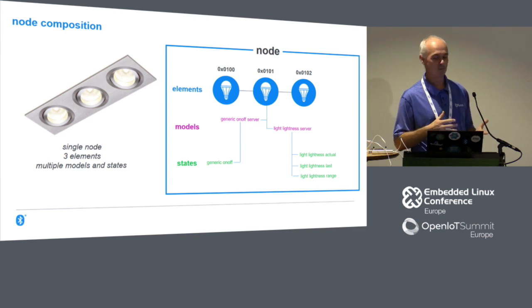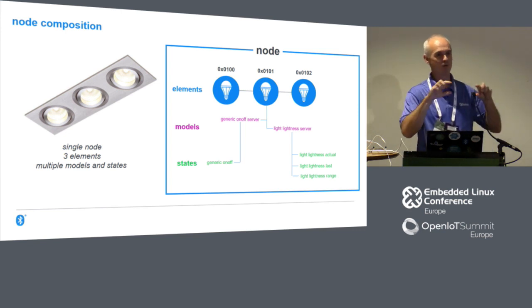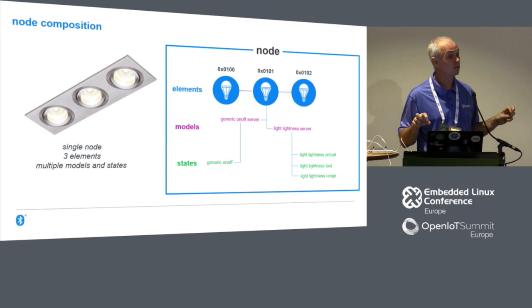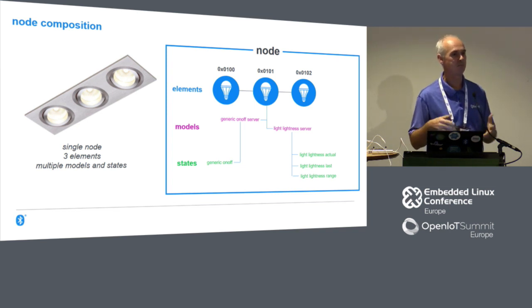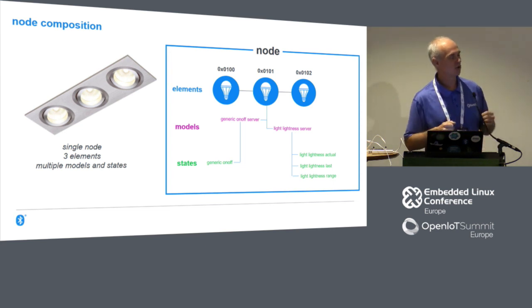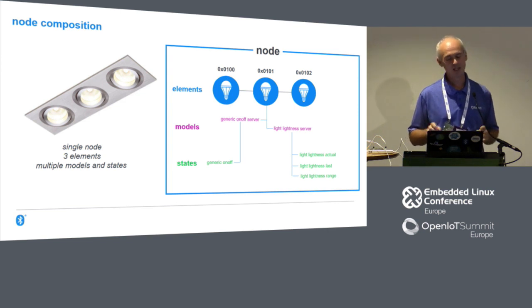But consequently, the composition in my code will be, I've got a node that's the whole unit. I've got 3 elements because they're individually addressable. You can see the addresses there, 16-bit numbers. They're not MAC addresses, as you might expect. And each element has, in this case, a couple of different models. Generic on-off server, so I can switch them on or off. And lightness server. Lightness is their term for brightness, so I can dim them. Okay? So we can have lots of combinations of models to create different behaviors and capabilities.